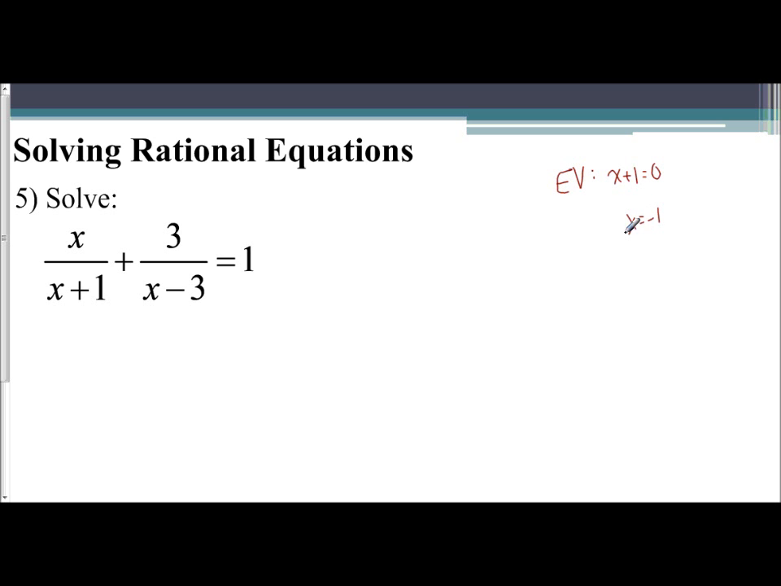I cannot get this for an answer. The next denominator I have is x minus 3. So set that equal to 0. X equals positive 3. So I cannot get -1 or 3 for an answer when I solve. The next step is you want to find your common denominator.